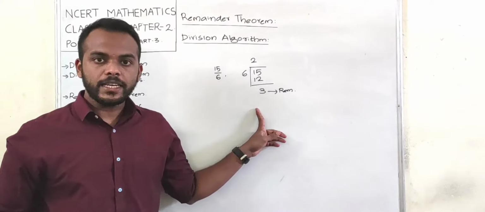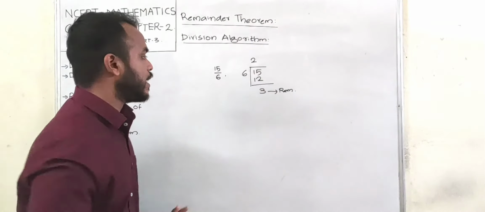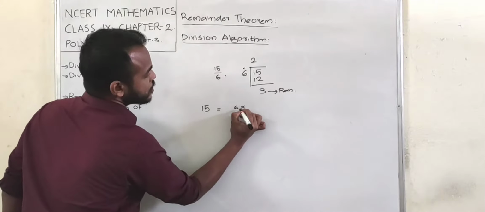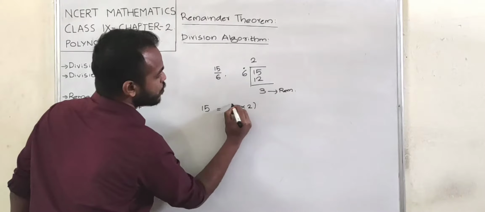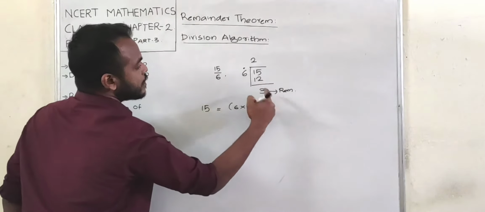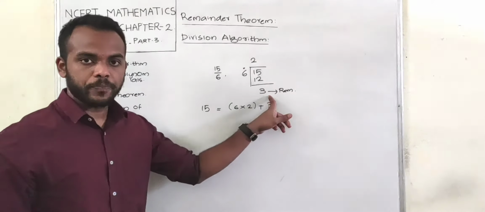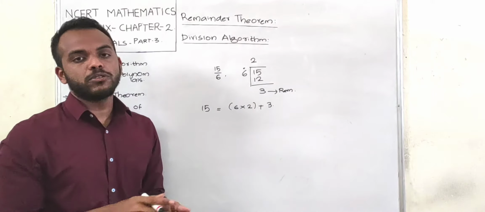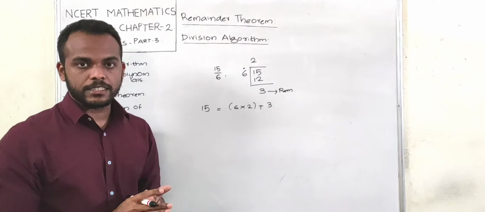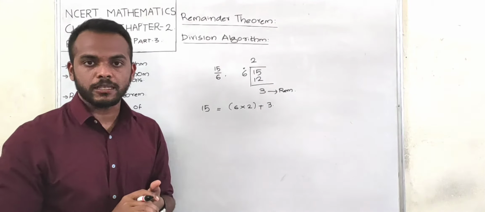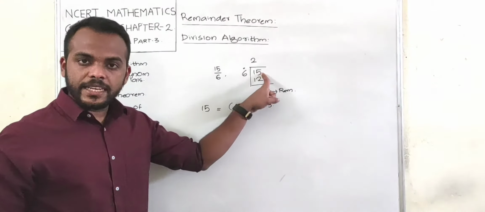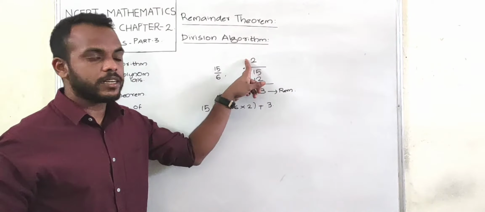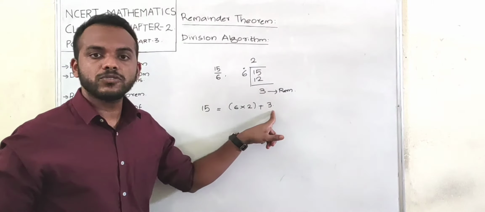So 3 is the remainder, right? Then we can write 15 as the divisor 6 into the quotient 2 plus the remainder. Who is the remainder here? 3. So this is called the division algorithm. You are not asked to learn this in this chapter, but it's important to understand since this is a basic concept in mathematics. I'll repeat: the number 15 can be written as the product of the divisor and quotient, plus the number 3.